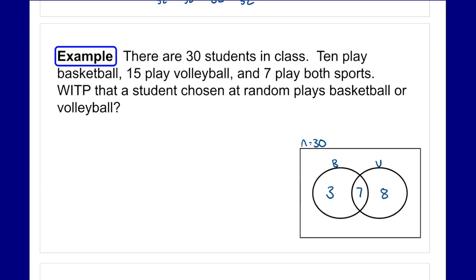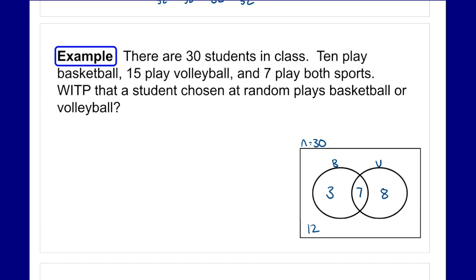That means there are then 8 that play only volleyball, because 7 play both, and 15 play volleyball in total, so that means there's 8 that only play volleyball. That means there are 12 left over.